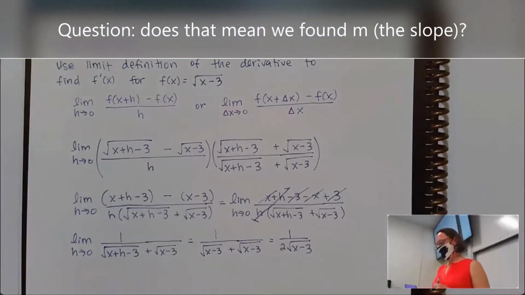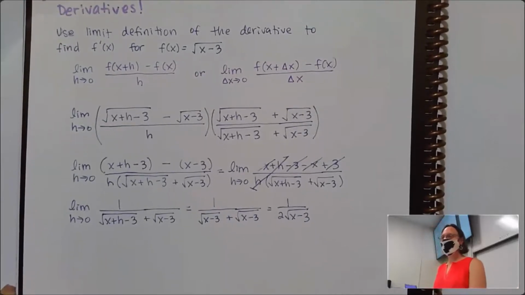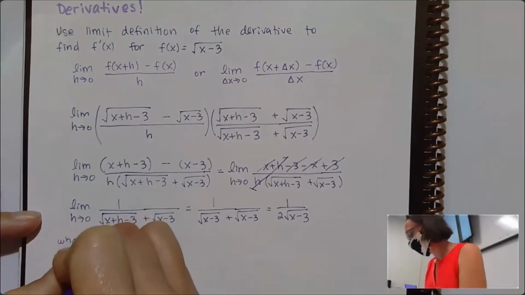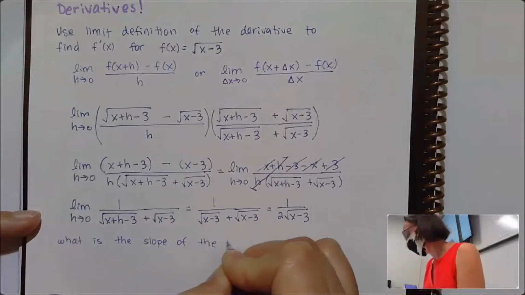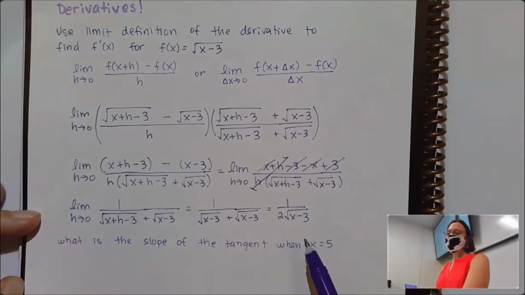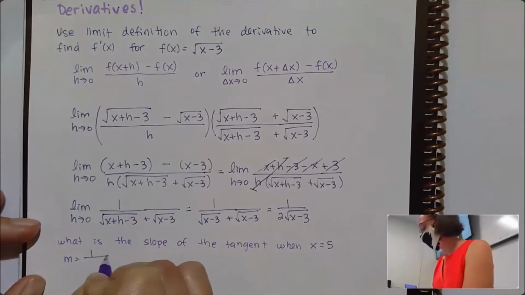Other questions? Yeah. So that's a great question. Is the answer we got m? So the answer we got is a rule for finding the slope. So now if I said, what is the slope of the tangent when x equals 5, then this is like a formula that gives me that m value. I would say m is equal to 1 over 2 times the square root of 5 minus 3.